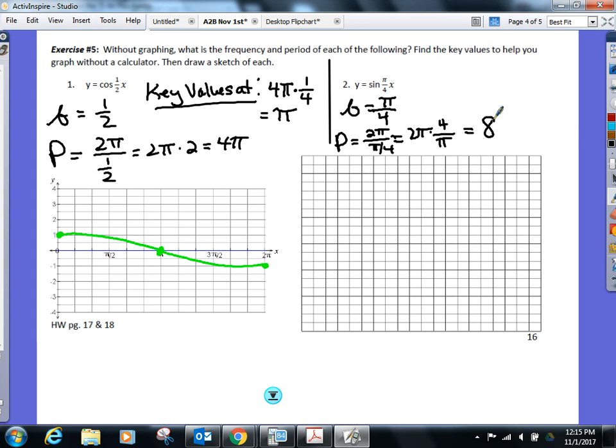Need somebody else, Reagan. Thank you. Emma, ready? Key values. I'm still going to break this up into 4s. So I know it's going to take a total of 8, but I've got to divide that up into 4. So you can divide by 4 and multiply by a fourth. I'm going to have a key value every what, Emma? 2 radians. Yep, every 2 radians, I should have a key value.